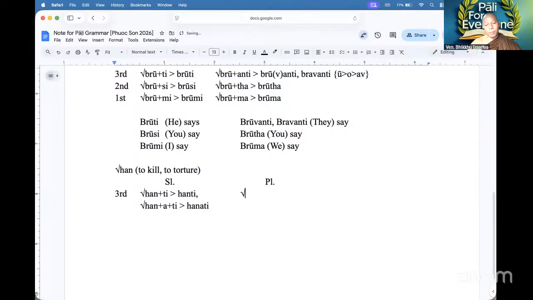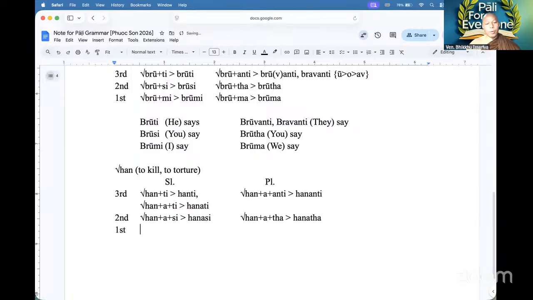But for the plural, the root hana and the ending anti, we have hananti. And for the second person singular also, root hana and si, so hanasi. And root hana, when you add the ending ta, so hanata.